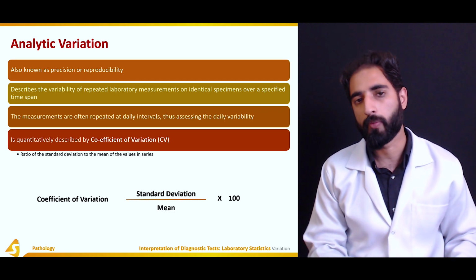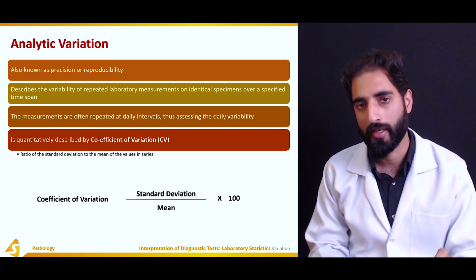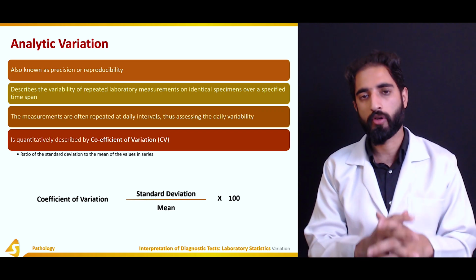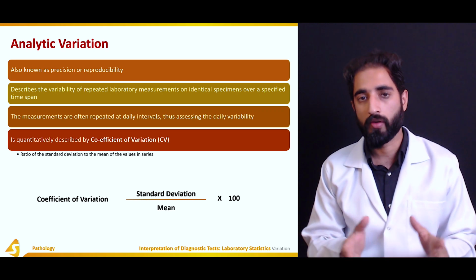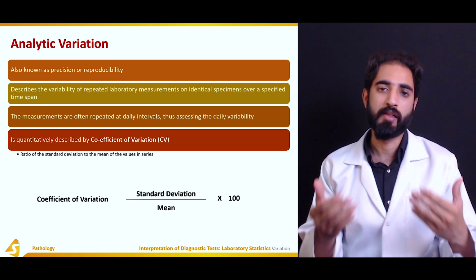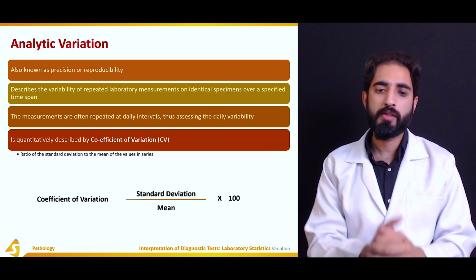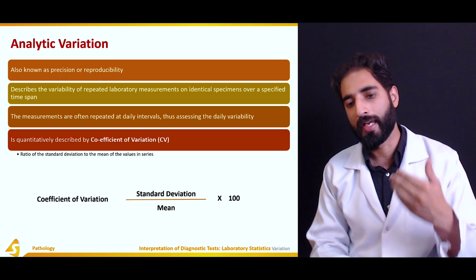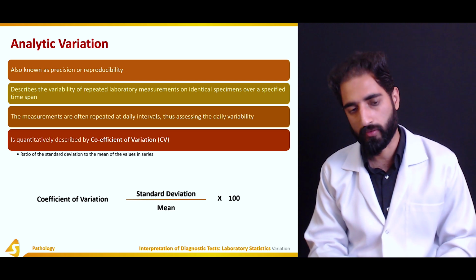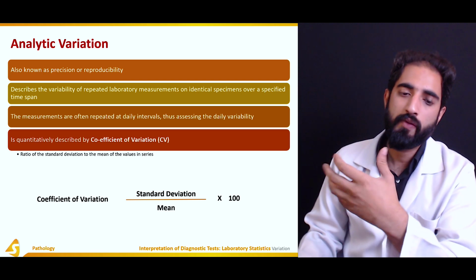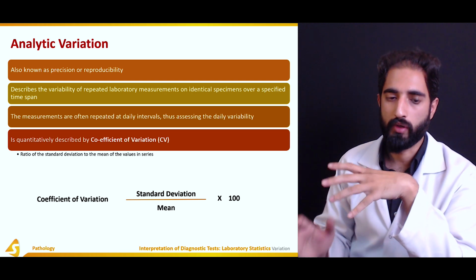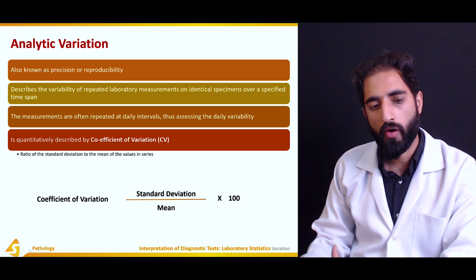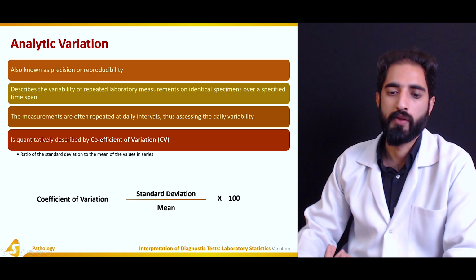But even though different people carry out the same test on the same person, if the results come out the same or similar, then that test or outcome measurement is said to have greater inter-rater reliability and thus lesser variation. The measurements are often repeated at daily intervals, thus assessing the daily variability, or the daily reliability, as you can say. It is quantitatively described as the coefficient of variation, and the coefficient of variation is the ratio of the standard deviation to the mean of the values in the series.